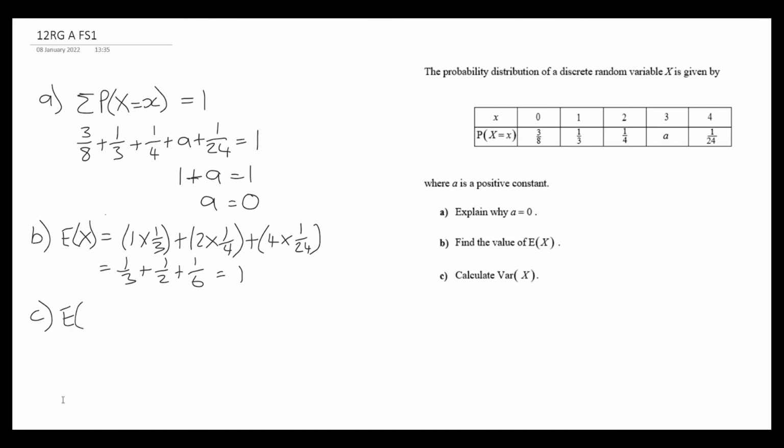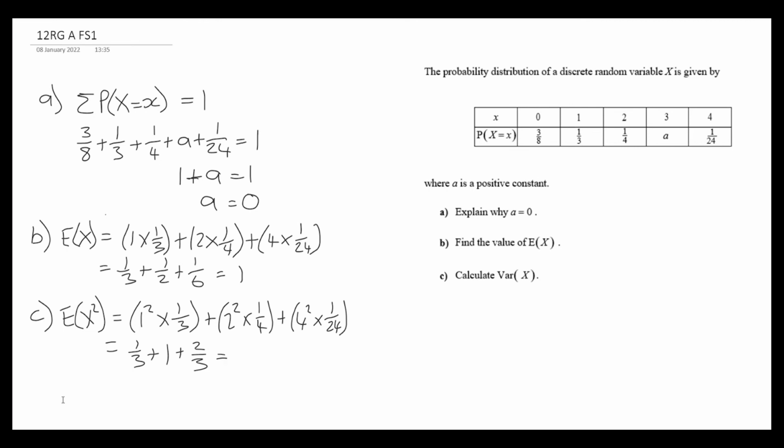The question asks for the variance of x, so I'll start with the expectation of x squared. Once again, these three products, but each time the x value has been squared: 1 squared, 2 squared, and 4 squared. Altogether, that gives us an expectation of x squared of 2. And now the variance itself is going to be that 2 minus 1 squared, which leaves us with 1.